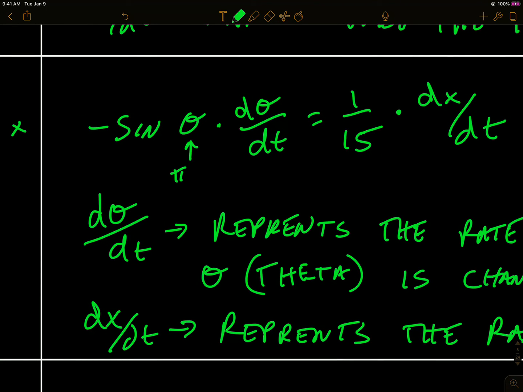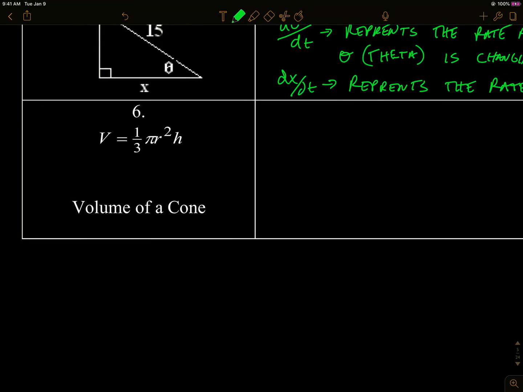And keep in mind, it's always different than theta itself. Theta might be pi over 3. That's just the measure of that angle. But d theta dt is going to be the rate at which it's changing, and it's always going to be in radians, by the way. All right, volume of a cone, last one. Let's see if you can do this one. Pause the video, and then we'll see what I got.